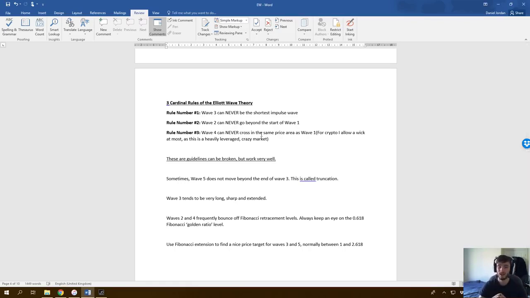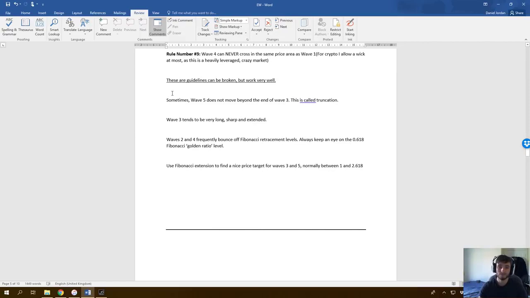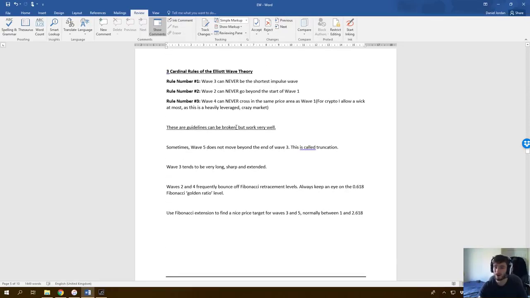Okay, these rules are the bread and butter for Elliott Waves. They must be met. Okay, so these are guidelines that can be broken, but I find they work very well. So these rules can be broken, but the majority of the time I find them working, and they really work as a trader.